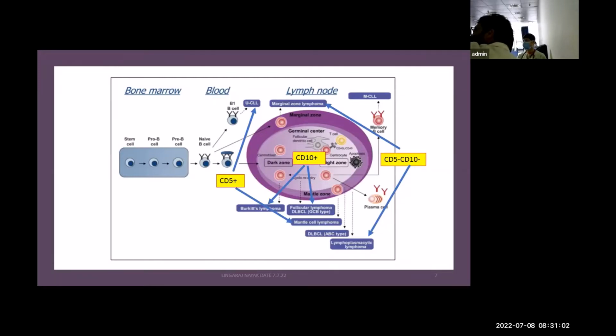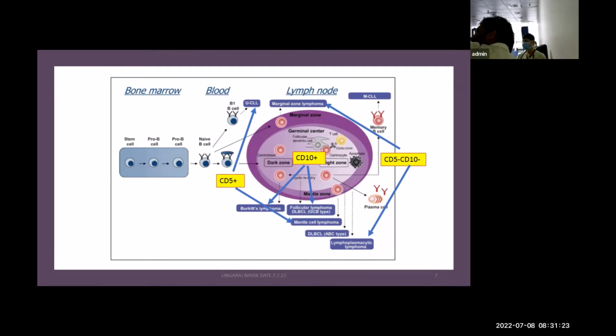If you see B cells, this is the first time, the naive B cell, where you acquire CD5. As soon as it goes into the germinal center, it acquires CD10. And when it passes the germinal center, they lose both. So you have CD5 and CD10 both negative. Now, depending on where the lymphoma originates, it will be either CD5 positive, or CD10 positive, or negative for both.